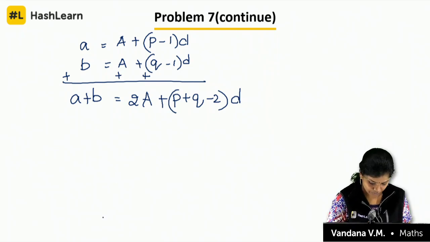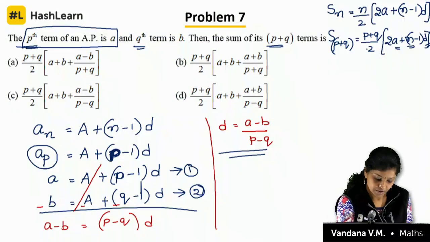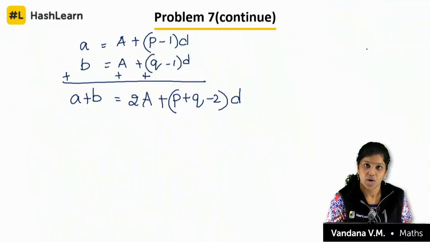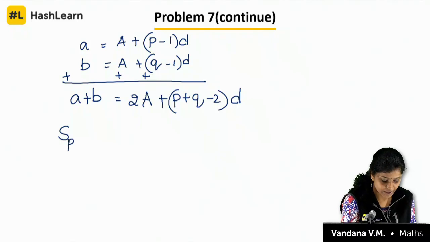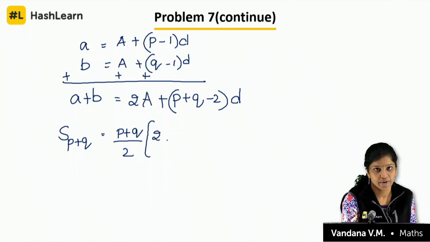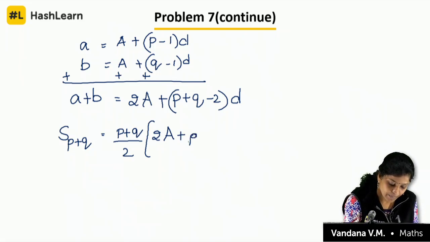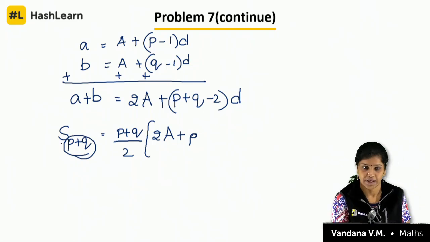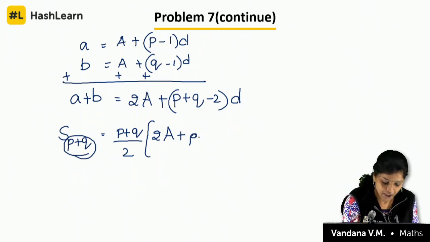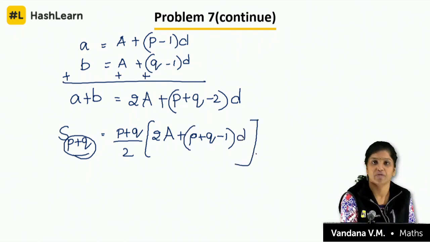Clear? Now, you see, yes, p plus q I have to find out. The formula for p plus q terms is p plus q divided by 2 into 2a, a means the value I took, capital A, 2a plus n minus 1 into d. Here n means p plus q, so I have to write p plus q minus 1 into d. This value I have to find out.